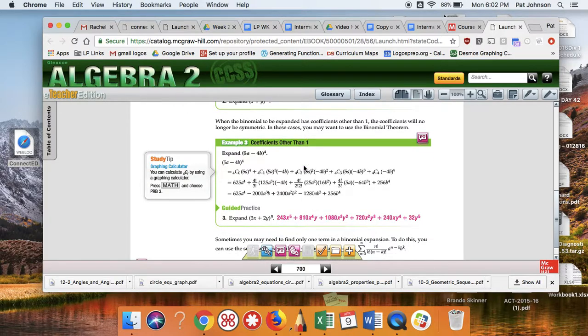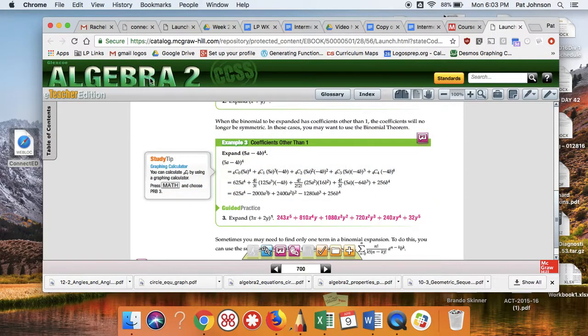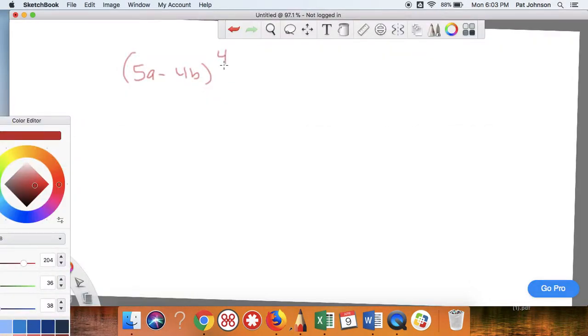All right, so they want us to expand this. So this is when we have coefficients that aren't 1. So let's write this out. So it's 5a minus 4b to the 4th power. Okay, so we'll start with doing, okay, remember now, this whole thing is a in the formula, a plus b to the n power.